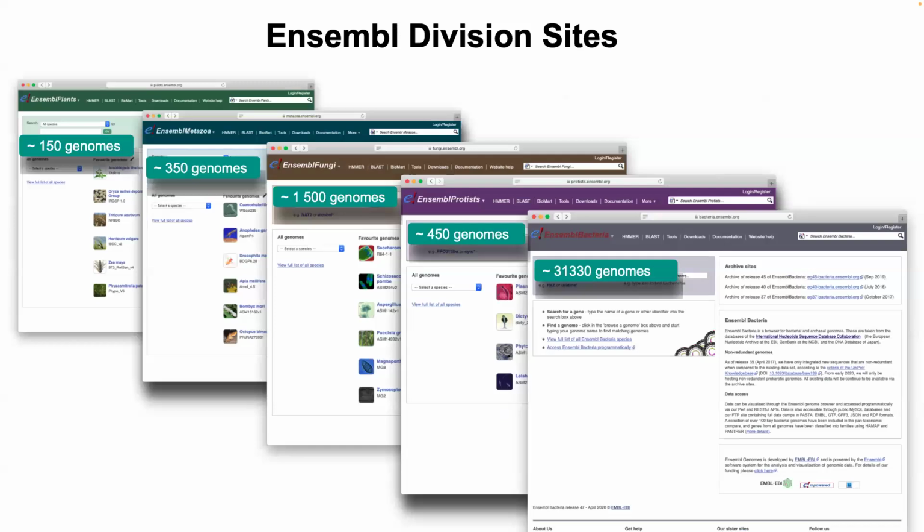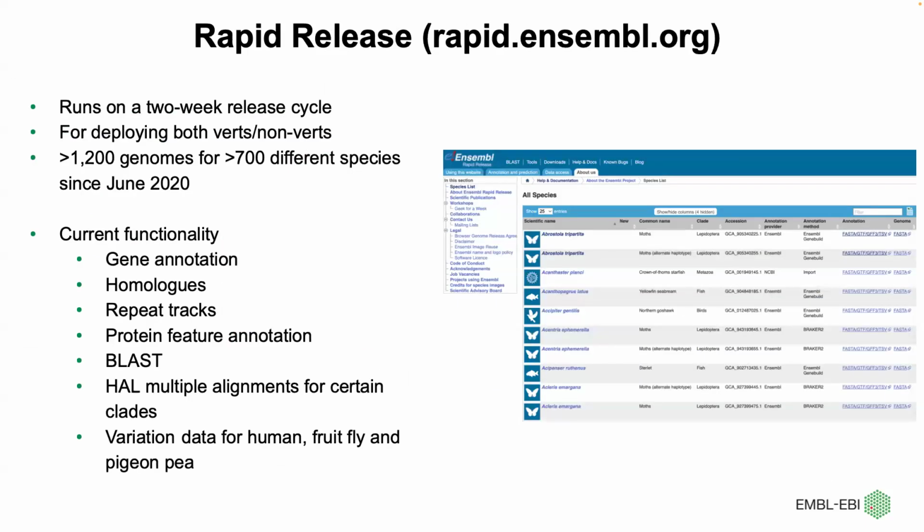Ensembl is also divided into various division sites, which provide data for specific clades like Ensembl bacteria, protists, fungi, metazoa, and plants. And they have dedicated genomes for each of these clades. We do have a rapid release website as well, which runs on a 2-week release cycle, and it deploys annotation for both non-vertebrates and vertebrates. We have more than 1,200 genomes across more than 700 different species since June 2020.